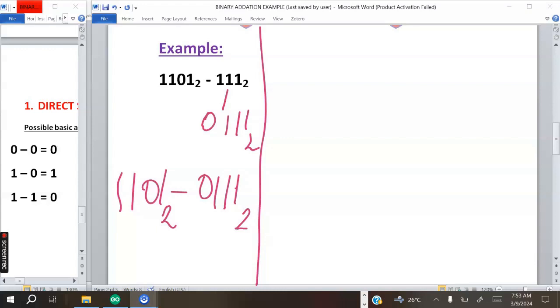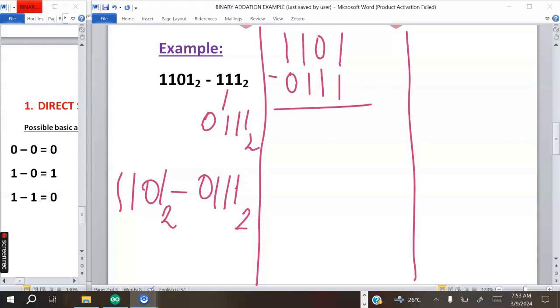Okay, let's do it. So we have 1, 1, 0, 1 minus 0, 1, 1, 1. So we have that scenario. Create another space there. Now let's look at our rule number 3. 1 minus 1 is always 0. So this is definitely like that. So this is sorted out. Okay, let's move to the next digits.